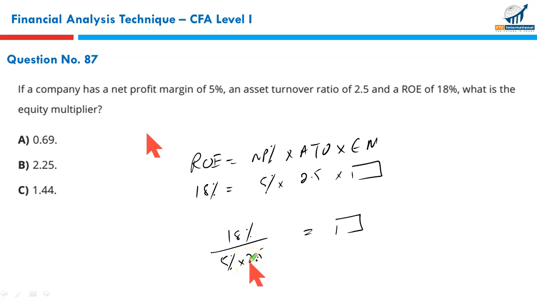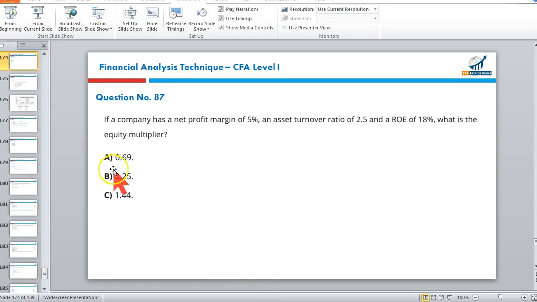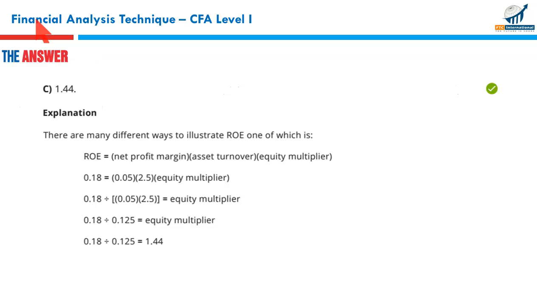So 18% divided by 5% divided by 2.5 gives you 1.44. That makes C to be the correct option, and C it should be.